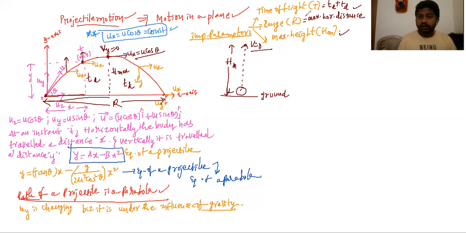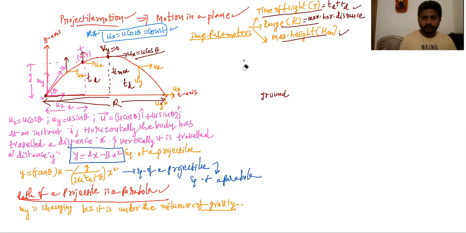So now we are going to derive expressions for time of flight, range, and maximum height. Are you ready now? Okay, I'm just removing this because we don't want this. So let's find an expression for the time of flight, my dear students. Time of flight is denoted with the symbol capital T.